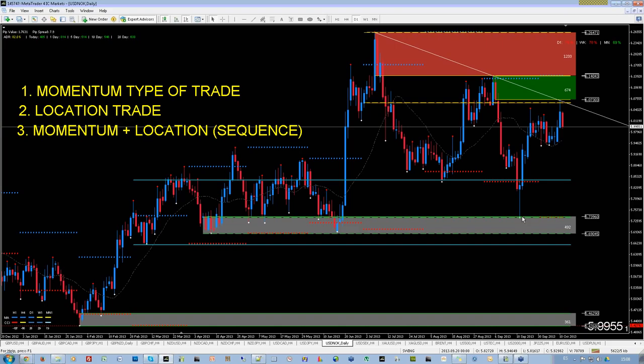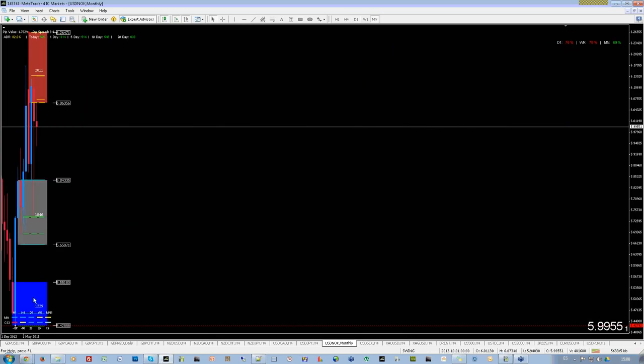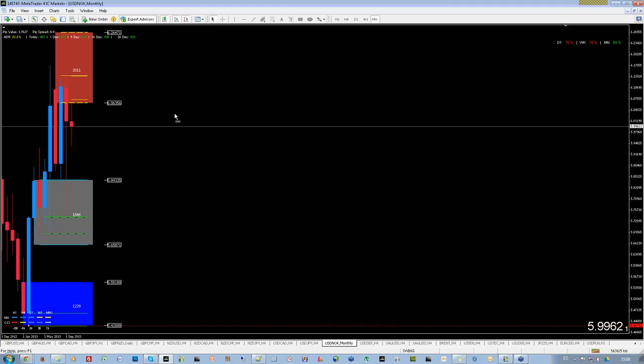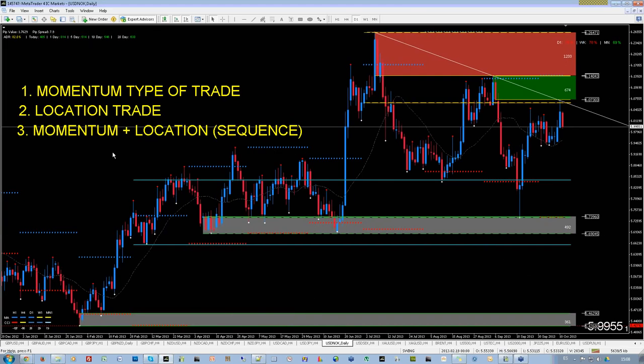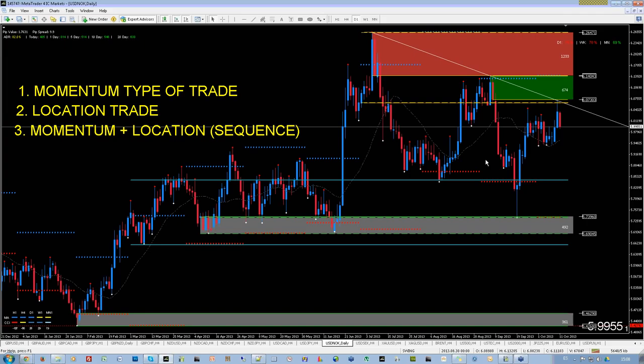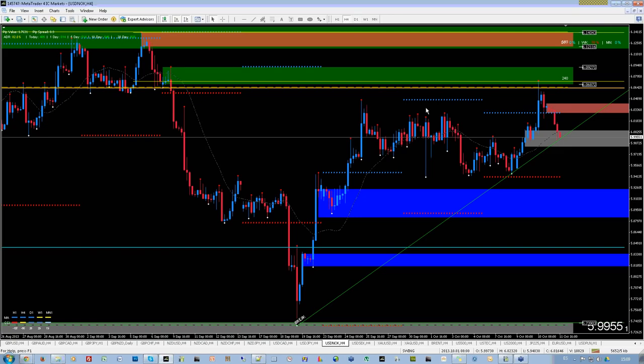So this trade was a location trade and a momentum trade. Why a momentum trade? Because our monthly was in an uptrend. It was with the momentum of the monthly, with the trend of the monthly. So this daily trade here was the most powerful one. It is a momentum type of trade with the location type of trade, both united together in this strong imbalance area.